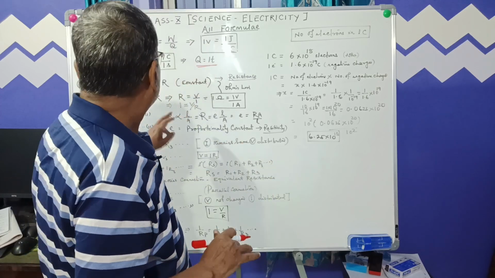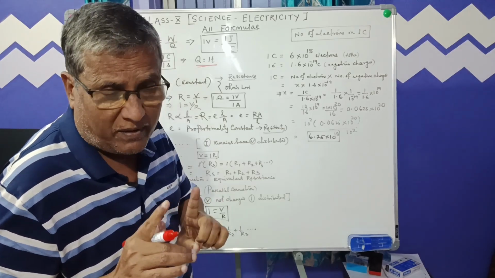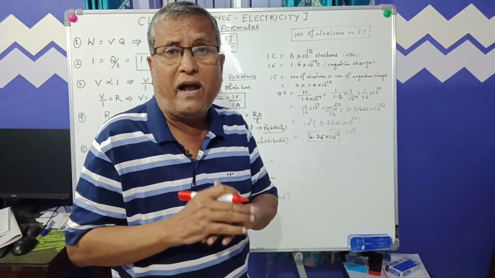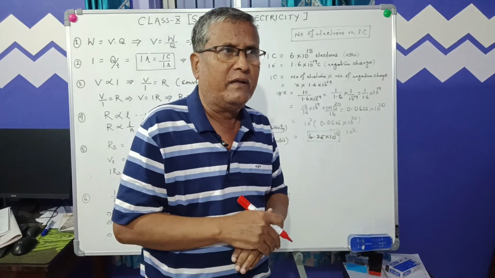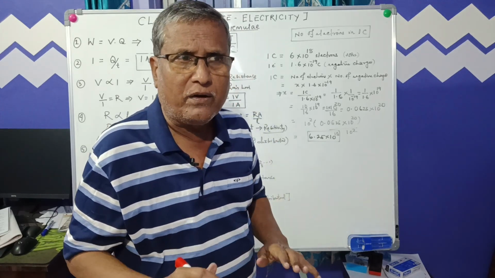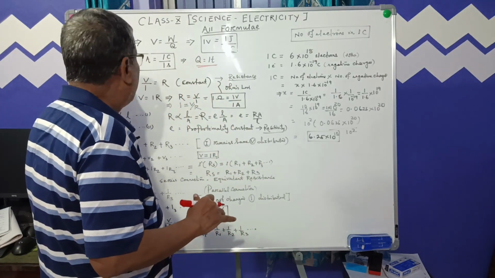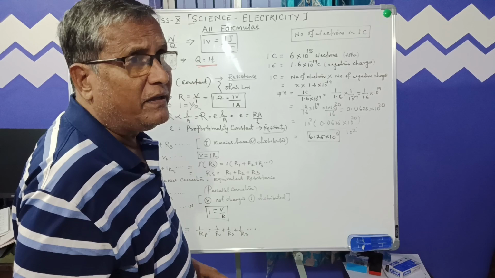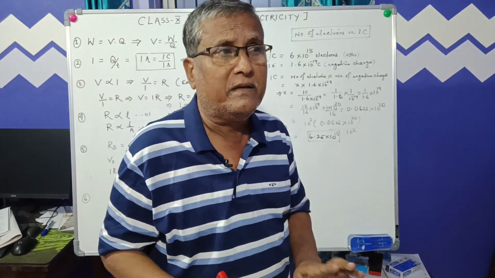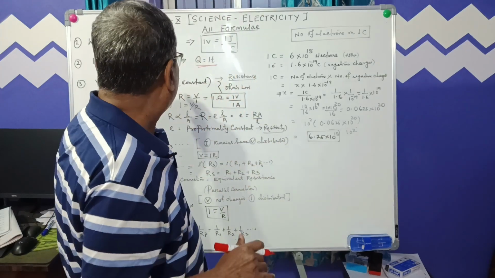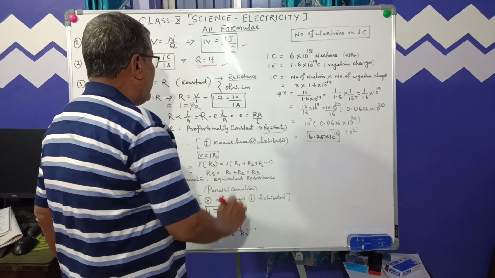And I is the flow of current, and the amount of current is measured by an instrument called an ammeter or ampere meter. And this ammeter is always connected in series to a circuit. This is very important. Now this is over and this is over.